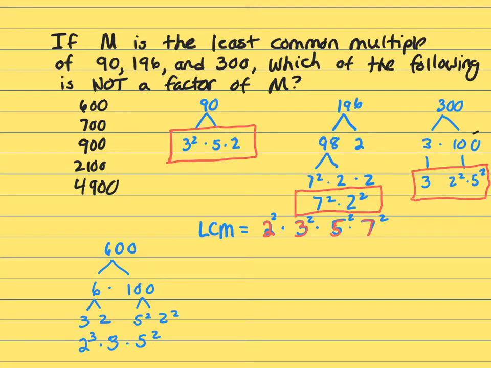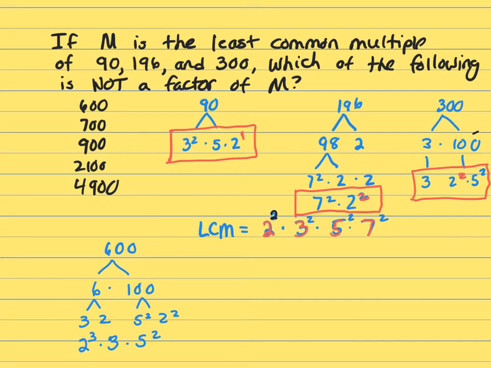And you go back and ask yourself, what's the most each of those factors showed up in any one case? So if you look at 90, you have one 2. If you look at 196, you have two 2s. And if you look at 300, you have two 2s. What was the most? The most was 2.